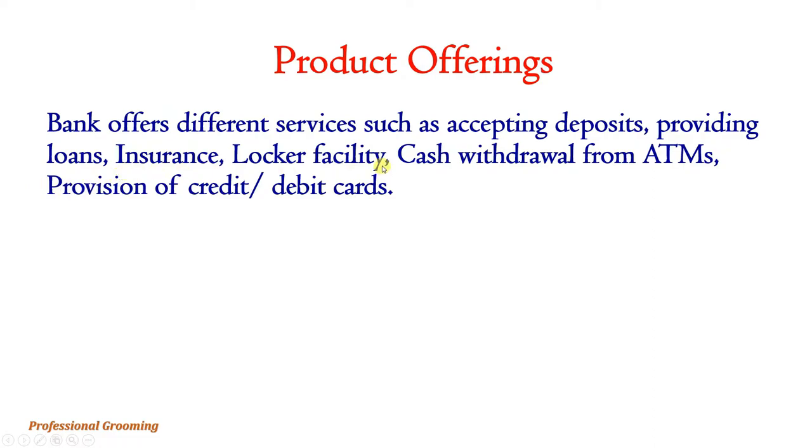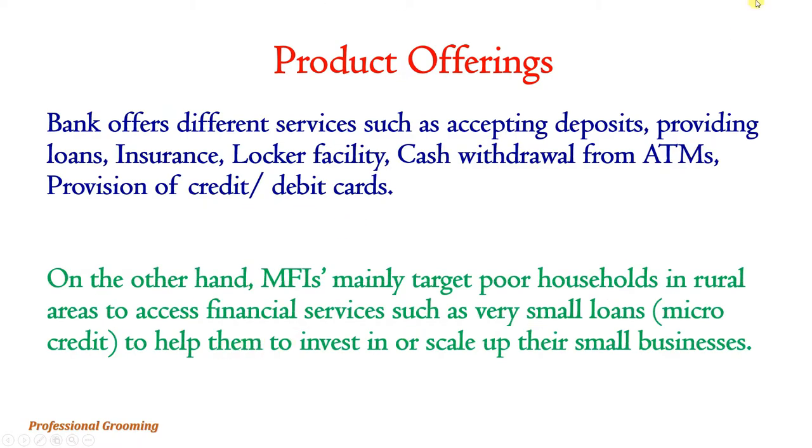Products offering. What are the products offered by commercial banks and microfinance institutions? Banks offer different services such as accepting deposits, providing loans, insurance, locker facility, cash withdrawal from ATMs, and provision of credit or debit cards. On the other hand, MFIs mainly target poor households in rural areas to access financial services such as very small loans, microcredit, to help them invest in or scale up their small businesses.